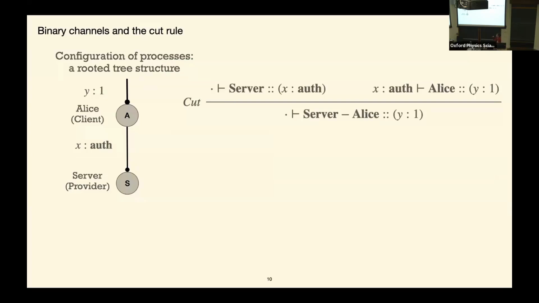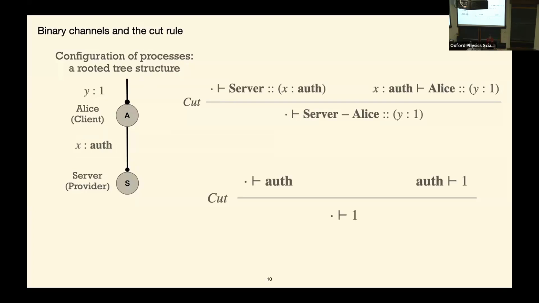And we do it with a rule called cut, and they call it cut because, again, if you drop these process names and the channel name, you exactly get the cut rule in linear logic. And observe that the cut formula corresponds to the protocol name, the protocol that connects Alice and the server.